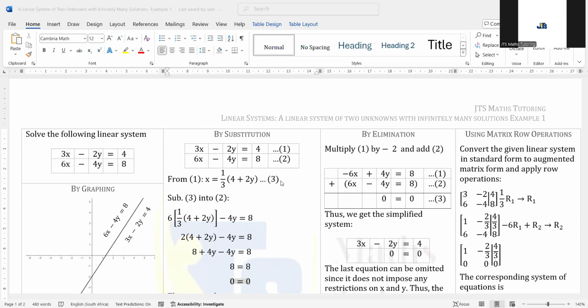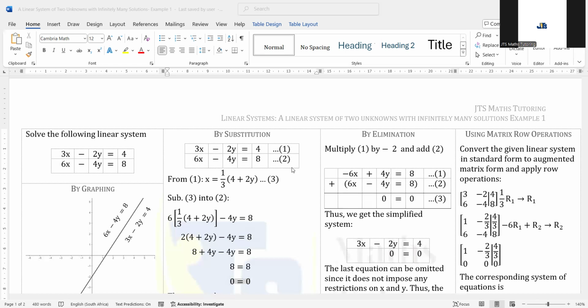I'm going to start with the method of substitution, then go to the method of elimination, which many of you are quite familiar with from high school. Then we'll introduce our row operations, that is working on matrices, which is what we are introducing to you now.